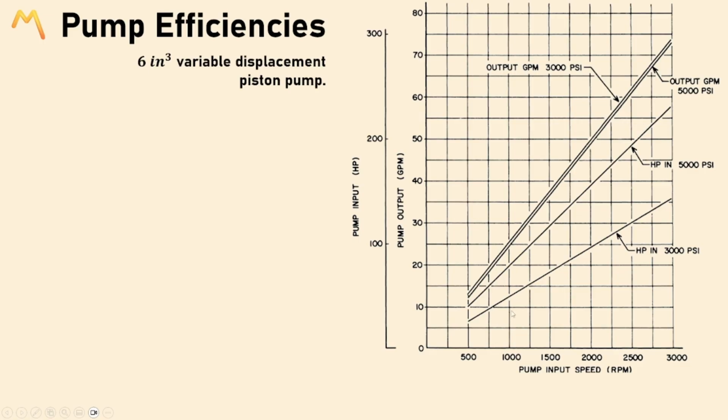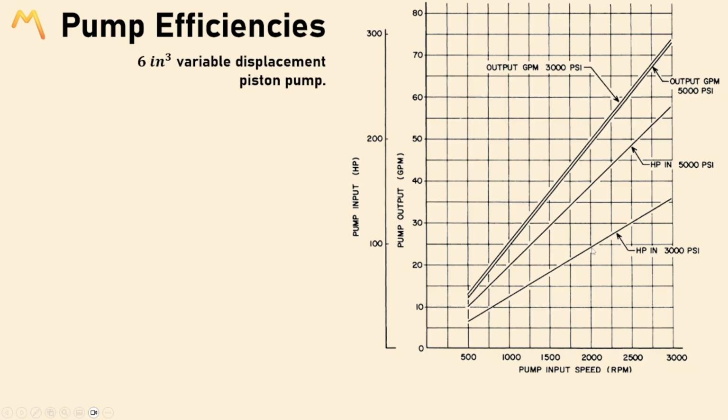The bottom two lines here, which are not parallel, are referring to the horsepower axis. So ignoring this pump output GPM, these numbers here, and instead looking at these numbers here, this axis tells us that by changing the pressure, we drastically change the input horsepower required to run this pump, right? If we run this pump at 3,000 psi, and let's say, for example, 2,000 RPM, our pump input horsepower is going to be just below 100 horsepower.